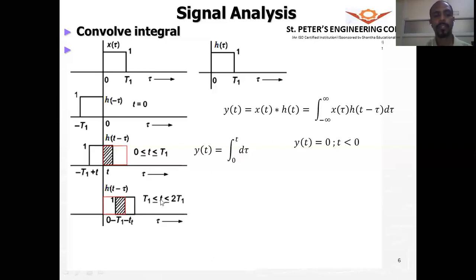So we take the range when t1 is less than or equal to t, less than 2 times t1. Now in this range, the leading edge has gone more than t1, but the trailing edge is still in the overlap region. The red one is the x of tau signal I've shown here, and that is still in the same position, whereas h of t minus tau has moved forward. So this is the leading end which has moved, but there is no overlap there. The overlap is here. So now this end is what we are going to compute.